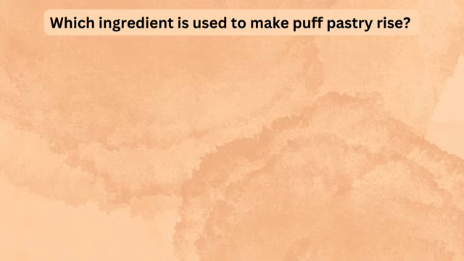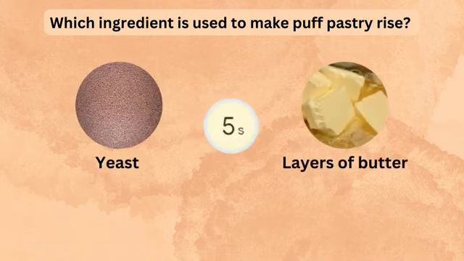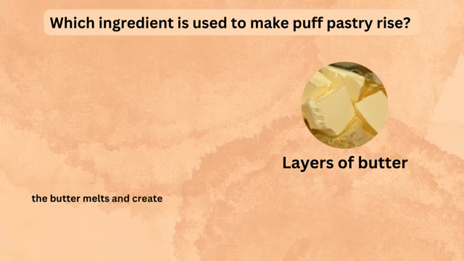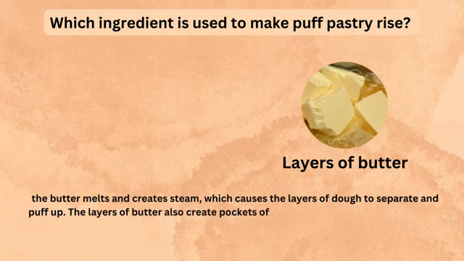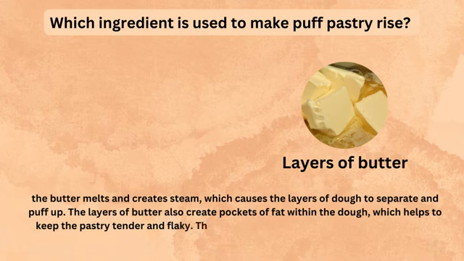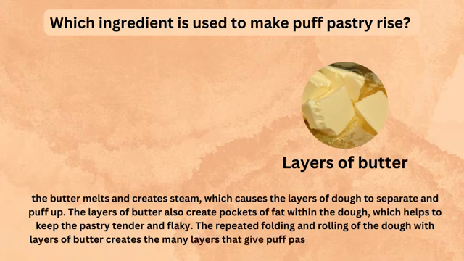Which ingredient is used to make puff pastry rise? Yeast or layers of butter? The butter melts and creates steam, which causes the layers of dough to separate and puff up. The layers of butter also create pockets of fat within the dough, which helps to keep the pastry tender and flaky. The repeated folding and rolling of the dough with layers of butter creates the many layers that give puff pastry its signature airy texture.